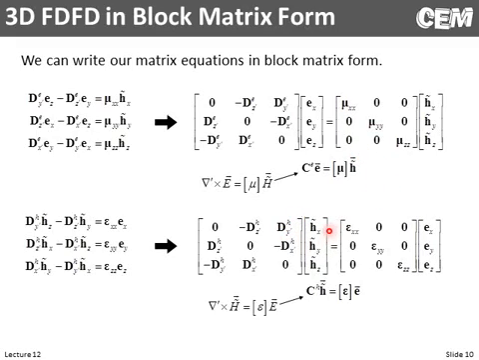Well, now we can write our other equation this way. Here we have the curl operator on the magnetic fields, and we have a diagonal permittivity tensor. Again, we made it a diagonal permittivity tensor because we wanted to put the PML into it.